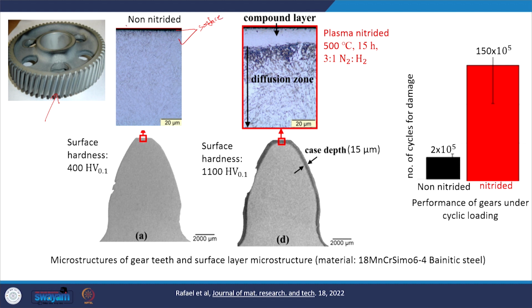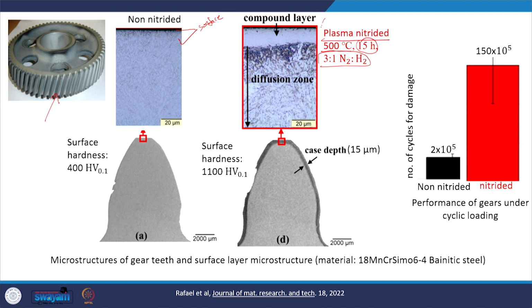Okay. And this is no nitriding. That means it is not treated by the nitriding process, and you see that it is more or less the same structure. Okay. And now you come to this micrograph, which is plasma nitrided. That means this gear was kept in a plasma nitriding furnace at 500 degrees Celsius for 15 hours using a gas composition of 3:1 nitrogen and hydrogen gas. Okay. So, that is how this process is done.